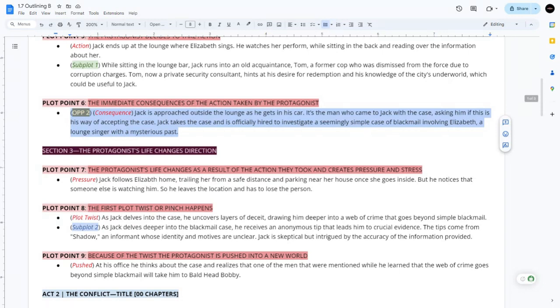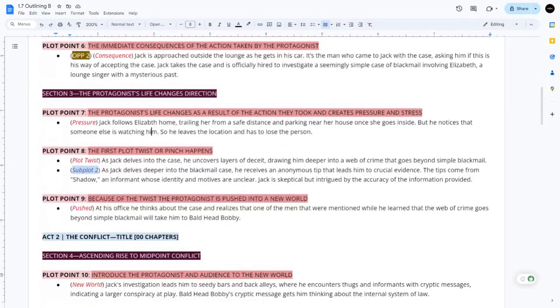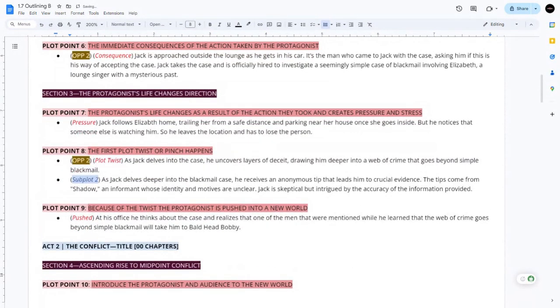Okay? Now, the third original plot point, okay, was that Jack delves into the case. He uncovers layers of deceit, drawing him deeper into a web of crime. So we added that here. This is the original third. So, I added a new plot point between that.